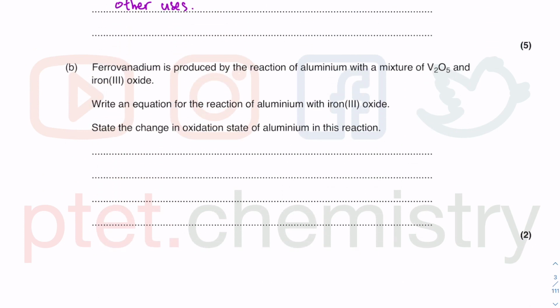In part B, we have these ferrovanadium alloys produced by reacting aluminium with a mixture of V2O5 and iron(III) oxide. So we just have aluminium with iron(III) oxide here. We know about the reactivity series: potassium, sodium, calcium, magnesium, then aluminium, zinc, iron, lead, and then hydrogen.